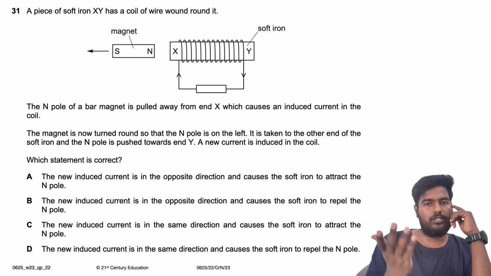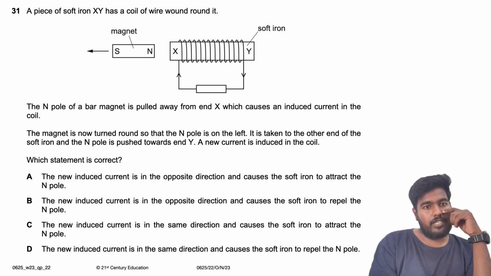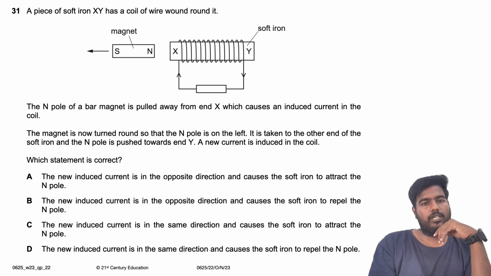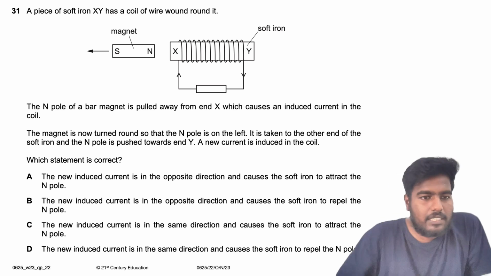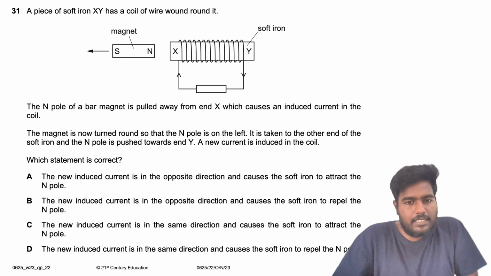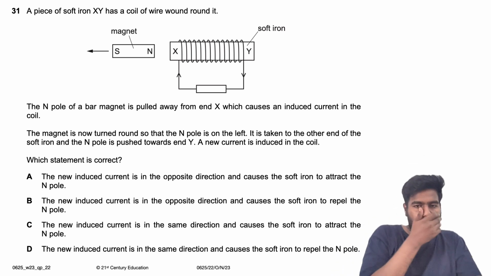Okay, so now they are switching. The N pole is pushed towards end Y of the soft iron, and a new current is induced in the coil. Which statement is correct? Okay, it's about direction and whether it attracts or repels.